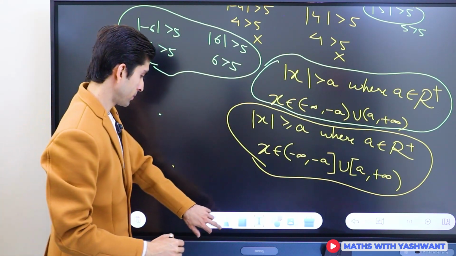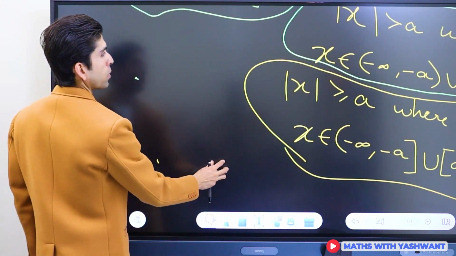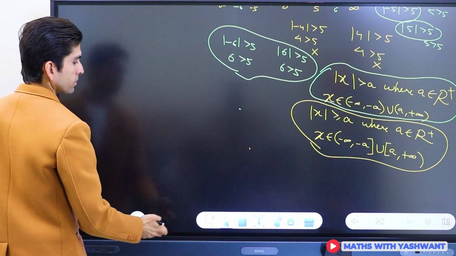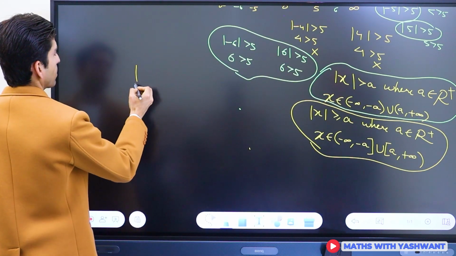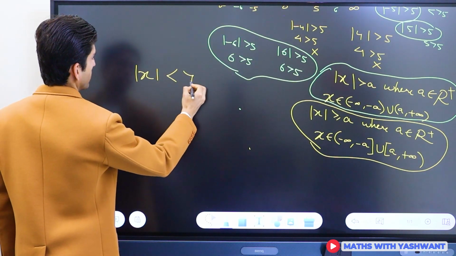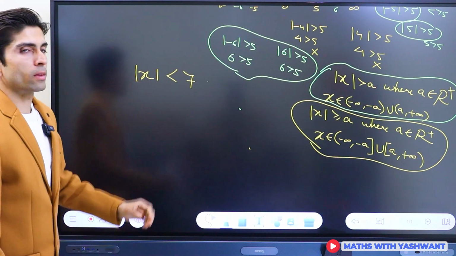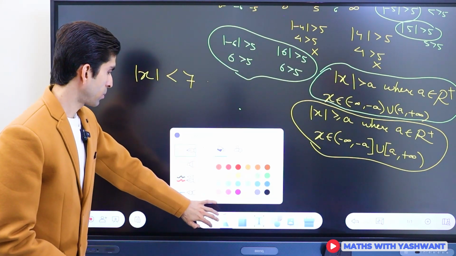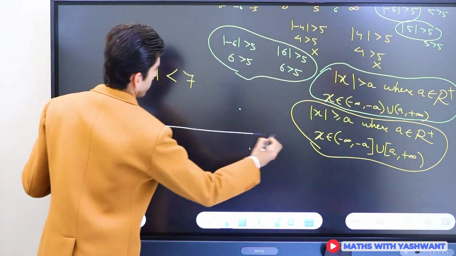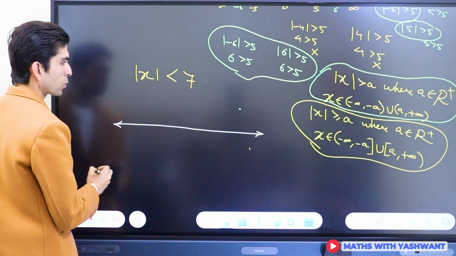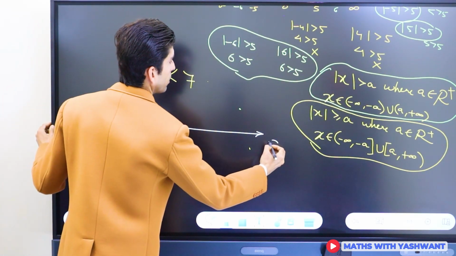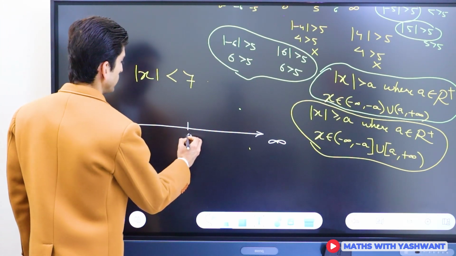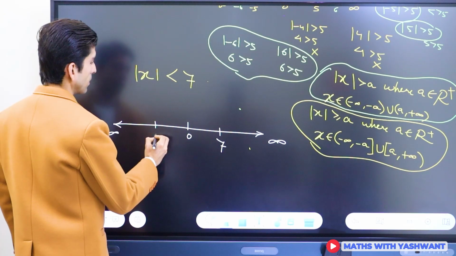Now, what if it is given to us, let's suppose, mod of x is less than 7, and you have to get the values of x that satisfy this inequality. For this purpose, let's draw the number line, and we'll follow the same working rule as we did for the previous one. The number line is running from negative infinity to positive infinity, and we mark some important numbers with respect to this inequality. So we mark 0, we mark positive 7, and we mark negative 7.